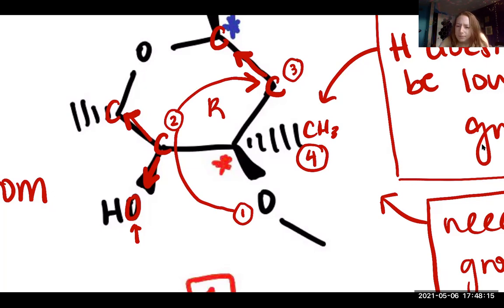I thought we have to follow the main ring structure first, and if it stays the same, then we do substituents next. No. So we don't have to follow the main ring. We just follow everything that comes off of the carbon.